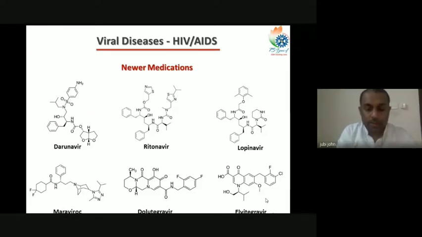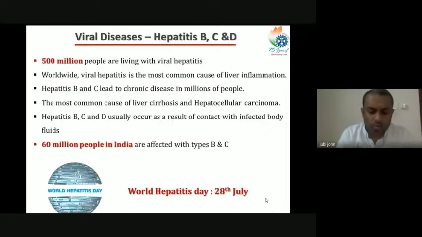Coming to the next one, which is hepatitis. Worldwide, viral hepatitis is the most common cause of liver inflammation. And in particular, types B and C lead to chronic disease in millions of people, and together can be considered as the most common cause for liver cirrhosis and liver cancer. There are 5 types of viral hepatitis: A, B, C, D, and E.